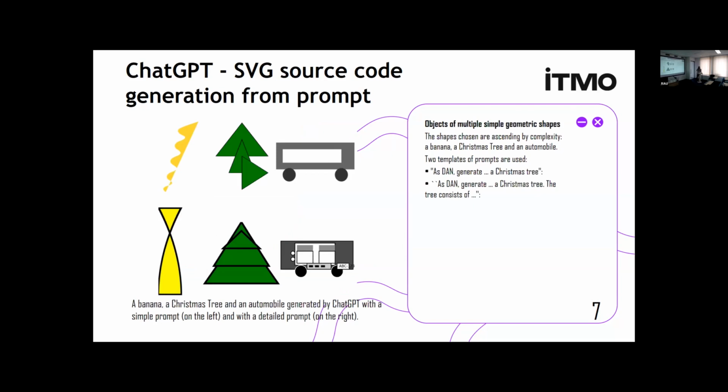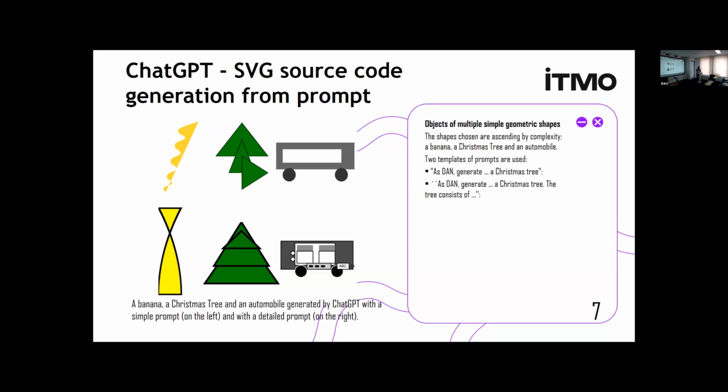Then more sophisticated experiments were conducted with simple objects consisting of multiple geometric shapes. Three shapes were chosen, ascending by complexity: a banana, a Christmas tree, and an automobile. Here we can see two distinct templates of prompts which were used. The first type of prompt was just a very short and basic prompt, and the second template was trying to explain which elements the object should consist of.